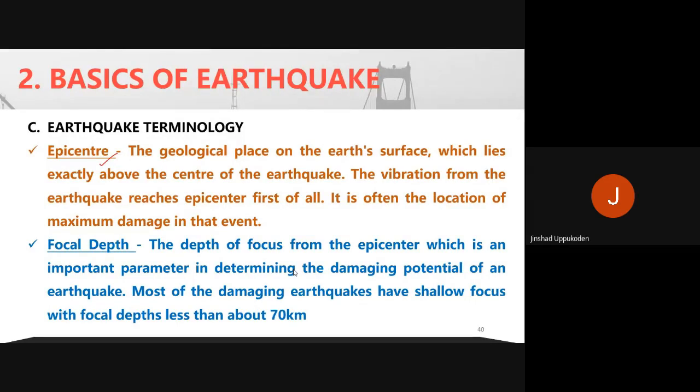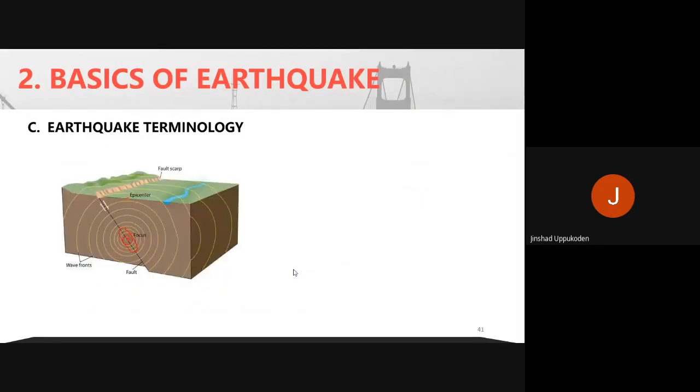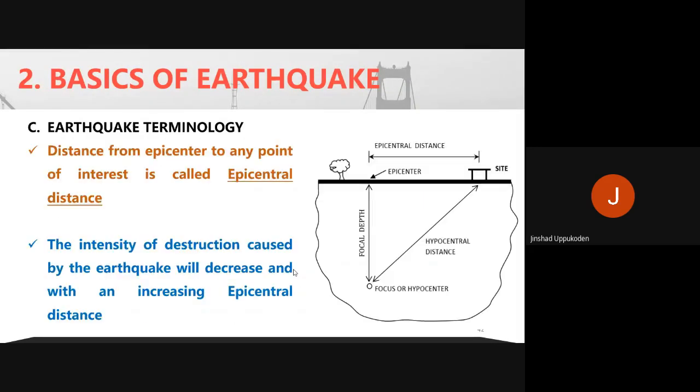Now there is a classification of earthquakes depending upon focal depth. We'll discuss that later. It is less than 70, 70 to 300, or greater than 300, but we'll discuss that later for the time being. So here the entire thing is shown once again: the focal depth, the epicenter, as well as the focus.